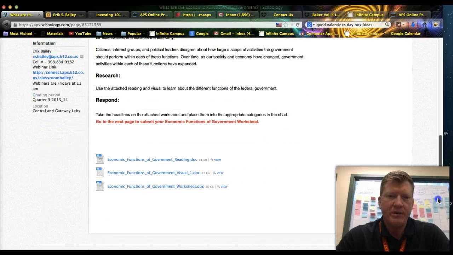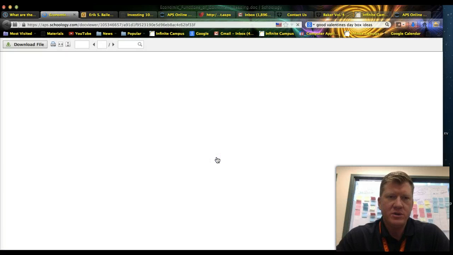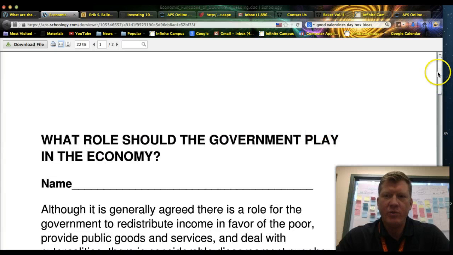On the bottom, I would suggest doing the reading first. So you would view the reading on the bottom first. Read about the economic functions of government. This is where you get the background on it, where you get the information on where you put the headlines later on. If you've already looked at this before, you know what I'm talking about with the headlines. But if you don't, I'll talk to you about the headlines in a little bit.